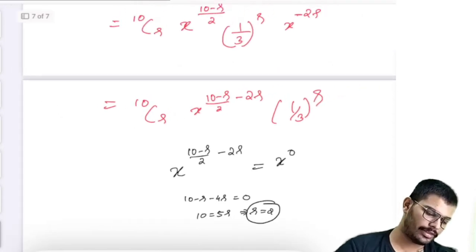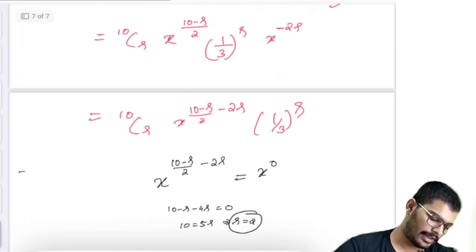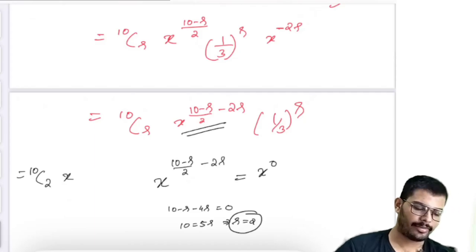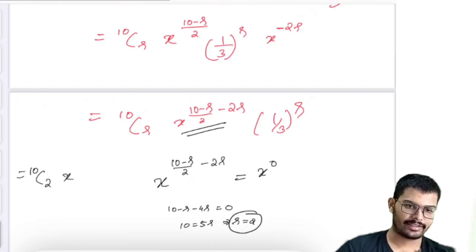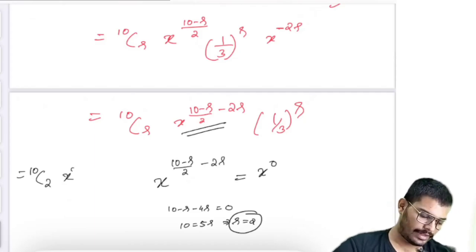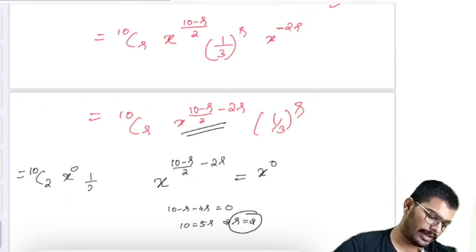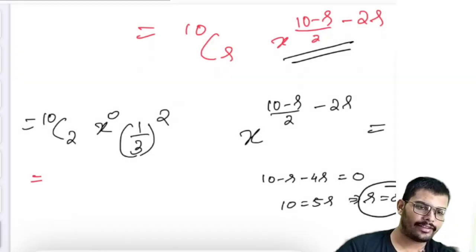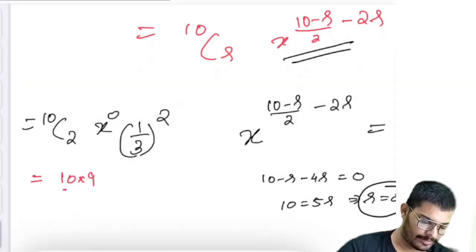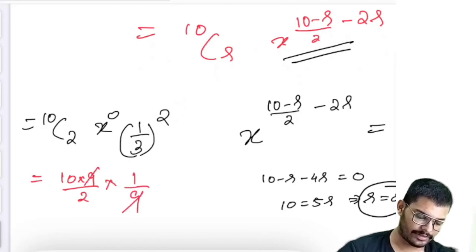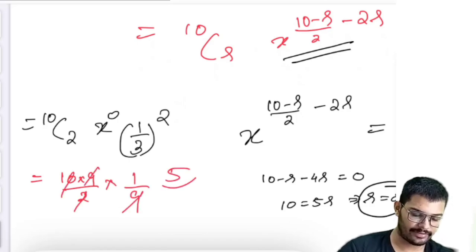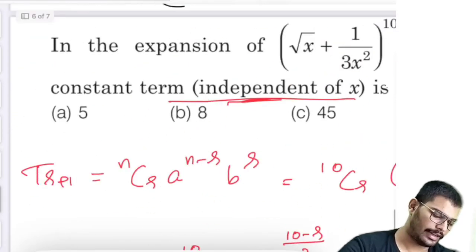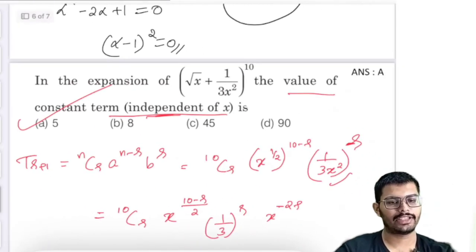So we can calculate the term, it will be 10C2 x raised to 0, because as we have discussed x raised to 0 will be 1, and this will be 1 by 3 the whole square. Now the value of 10C2 is 10 into 9 divided by 2, into 1 by 9, since 3 square is 9, so it will be 10 by 2, that is 5. Our final answer is 5. The term independent of x, or the constant term, is 5.